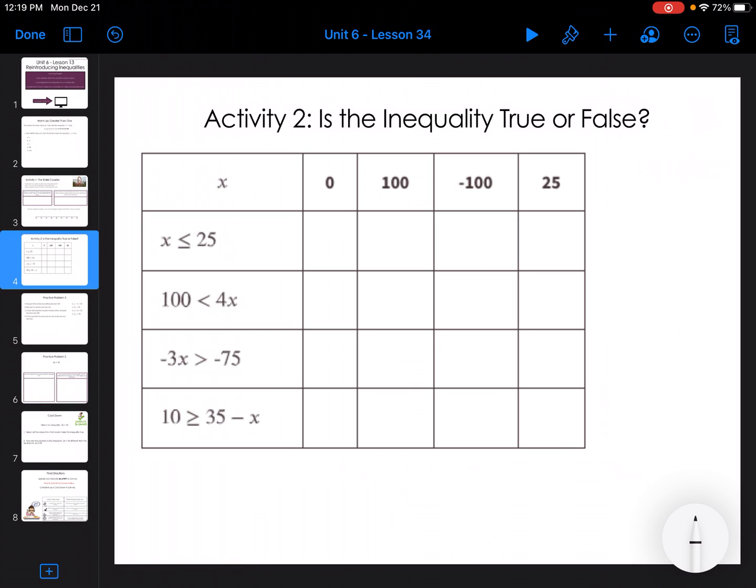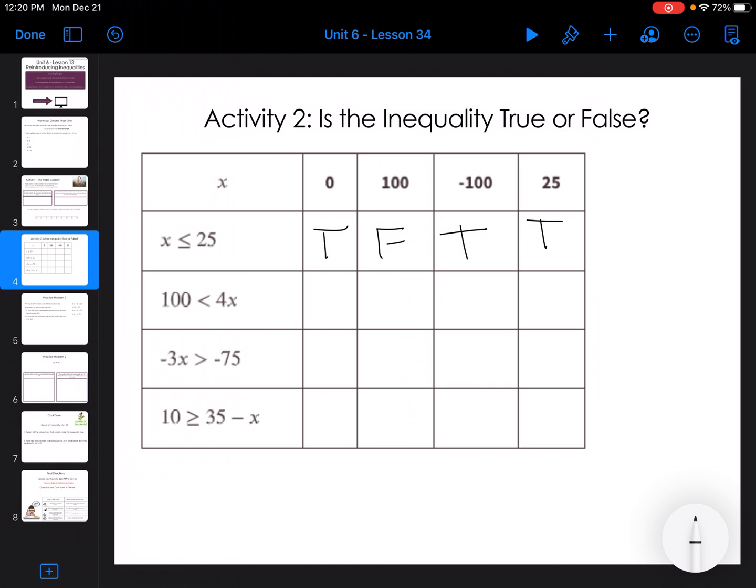So now they want to know if each inequality is true or false. So we're going to substitute in the number and decide if it's true or false. Is 0 less than or equal to 25? True. Is 100 less than or equal to 25? False. Is -100 less than or equal to 25? True. Is 25 less than or equal to 25? True.